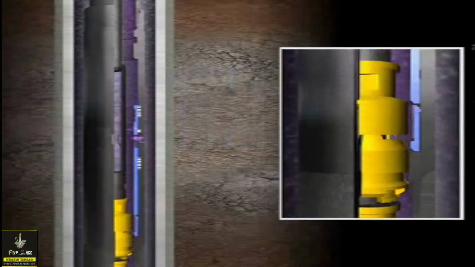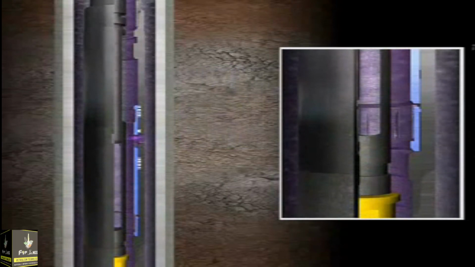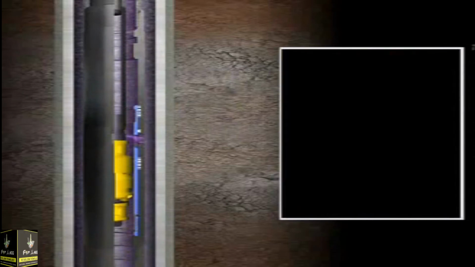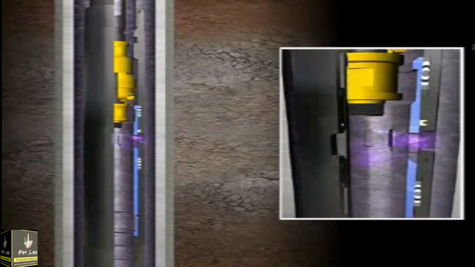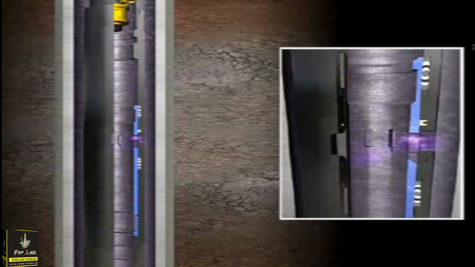Once the shifting tool engages into the profile of the sliding sleeve, the slick line string jars down until it reaches the equalizing position. Once the pressure has been equalized, the B shifting tool jars down until it reaches the open position. The shifting tool is then released and pulled back to surface.